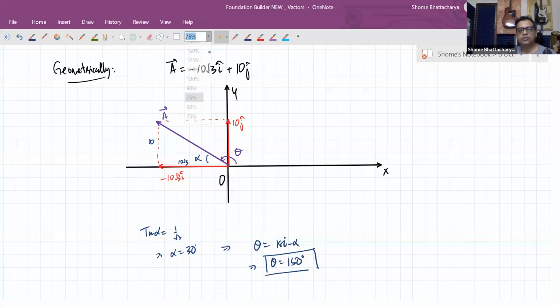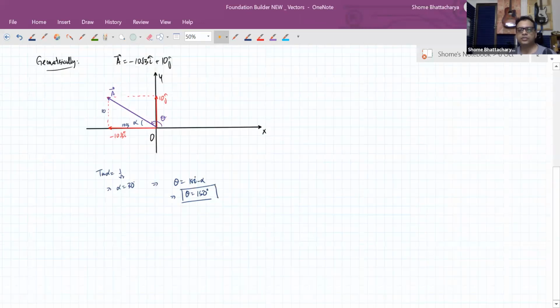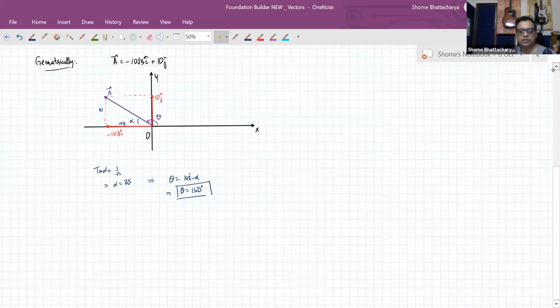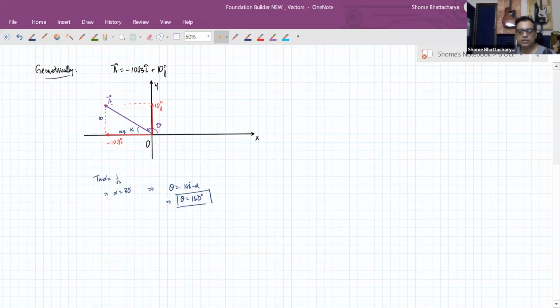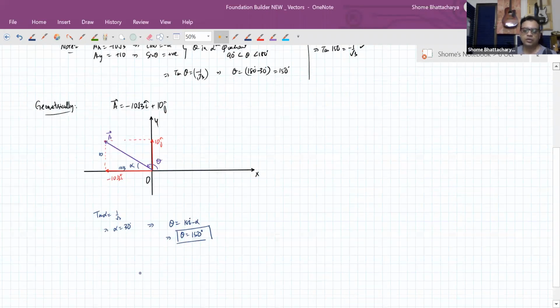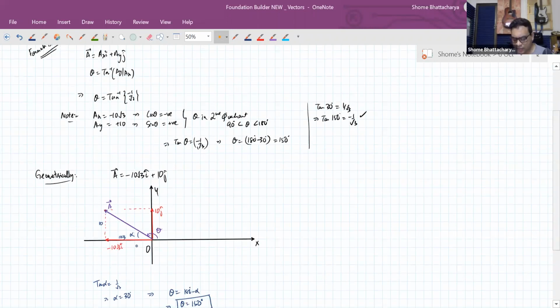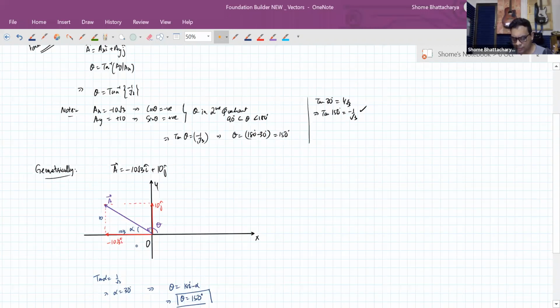You'll realize in some time that there's not too much difference between this method and the first method. It's just the way you are expressing it. One, you're using the ASTC kind of rule. The other, you're using visualization in the coordinate plane, but it's one and the same thing.